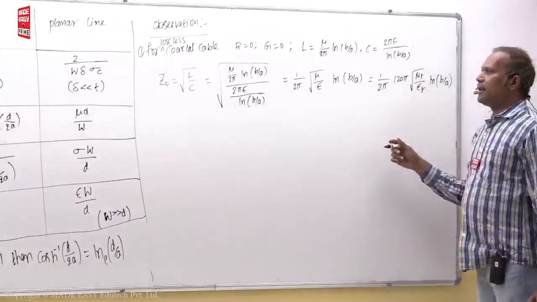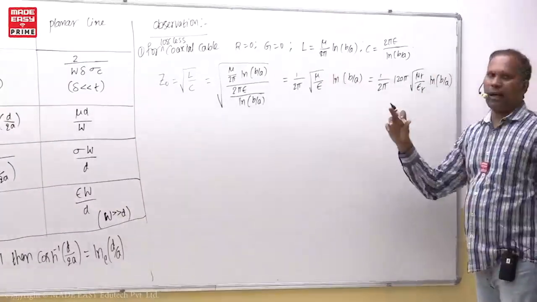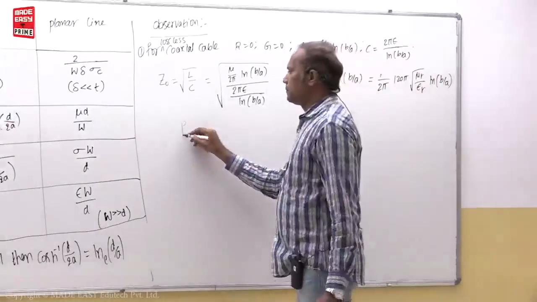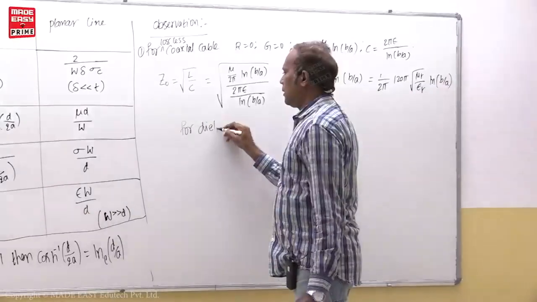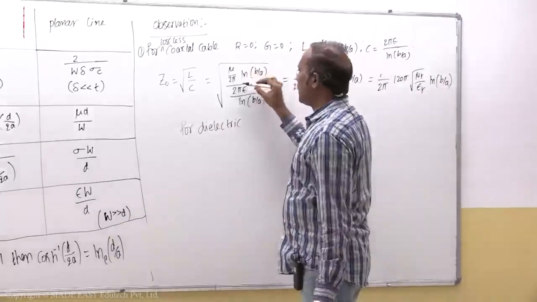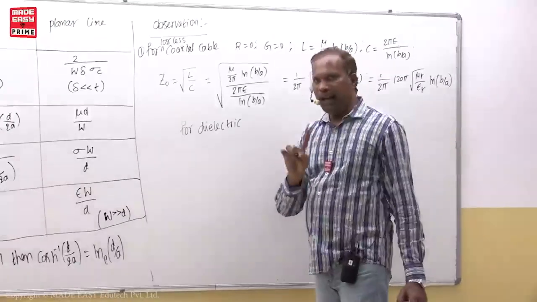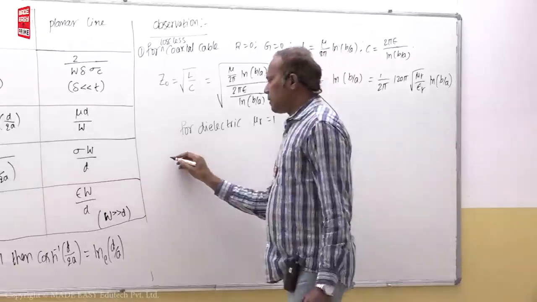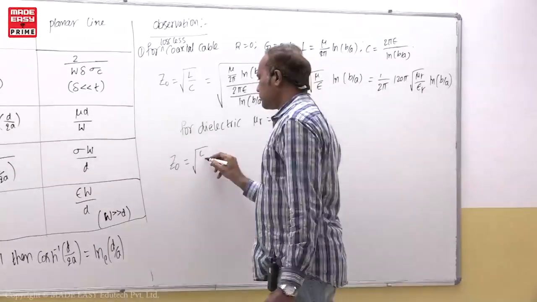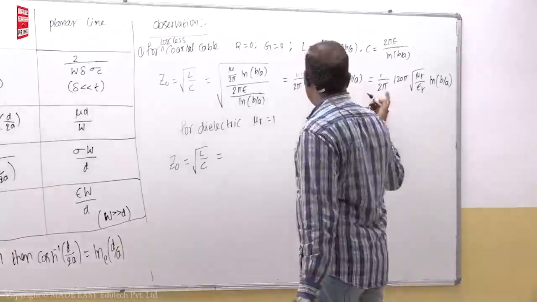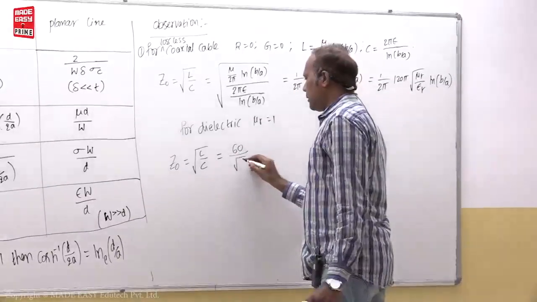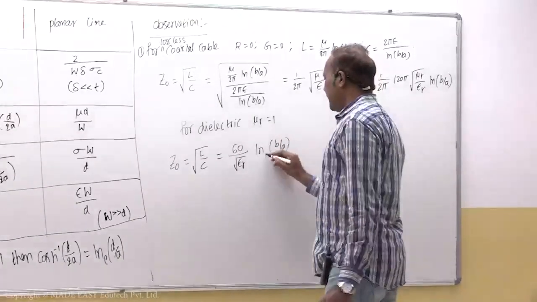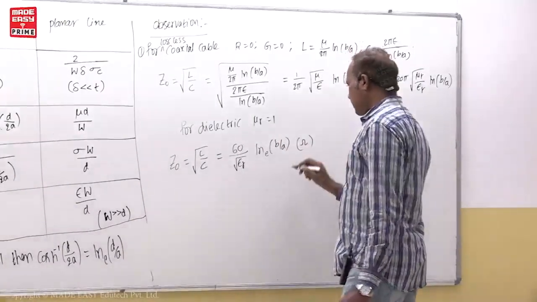And for dielectrics, mu r is 1 for a dielectric medium. Here mu and epsilon are the parameters for the medium actually. For dielectric, mu r is equal to 1. So now Z naught is equal to root L by C, that is equal to 60 divided by root epsilon r ln b by a base e ohms.